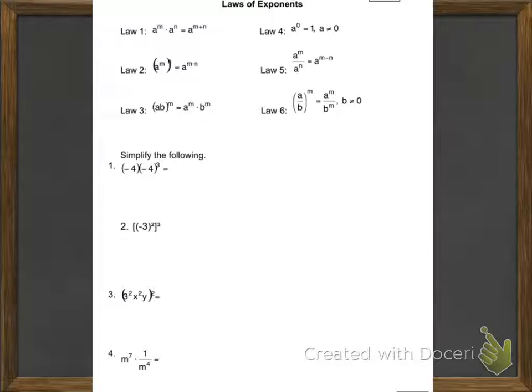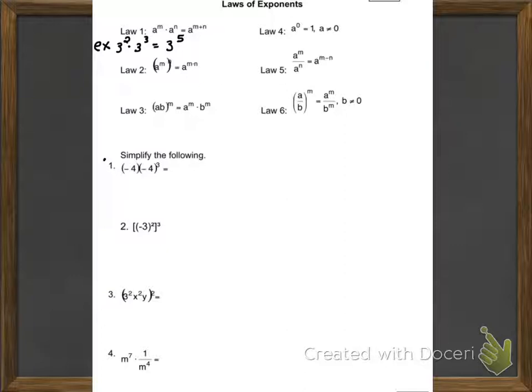When we are multiplying bases with exponents, you add the exponents. So for example, I'm going to use an example here. If I have 3 squared times 3 cubed, then my answer will be 3 to the 2 plus 3, or 3 to the 5th.